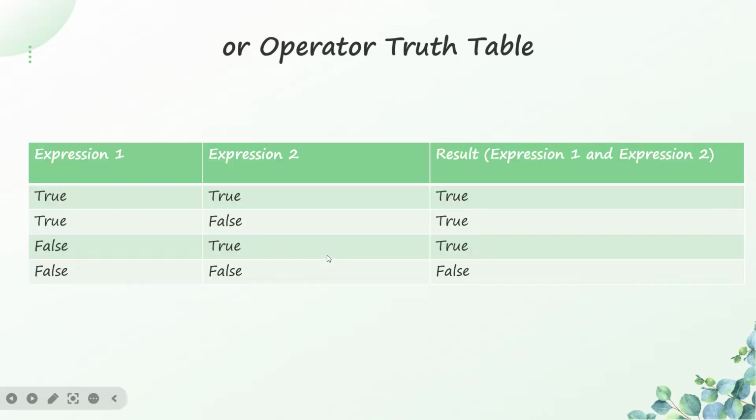So the truth table is like this. True, true will give us true. True, false will give us true. False, true will give us true. Then false, false will give us false. So just study the truth table. When you're working with the OR operator, the only time you get a false value is when both conditions are false. If any of them is true, you will get true.